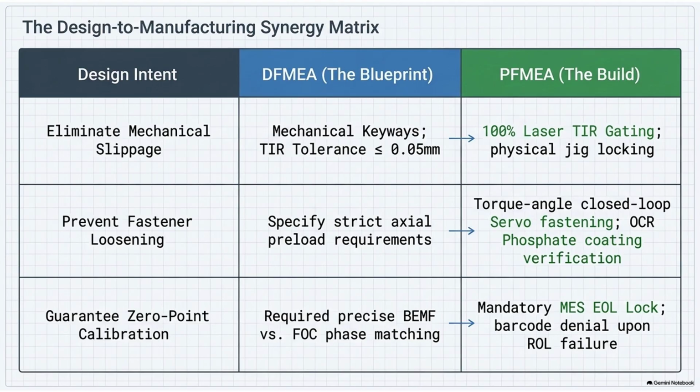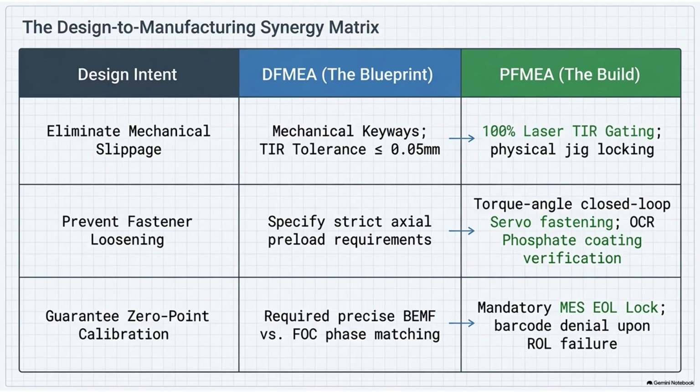That's intense. But even if the rotor is laser perfect, the resolver still has to be bolted to the housing. Which brings us to a detail in the source that seems incredibly mundane at first glance. The phosphate-coated screws. Right. It mentions using OCR cameras and a torque angle tightening method. I mean, a screw is a screw, right? You put a robotic screwdriver on it and tighten it until the computer says it hits the target torque. Why is a chemical coating a critical safety gate?